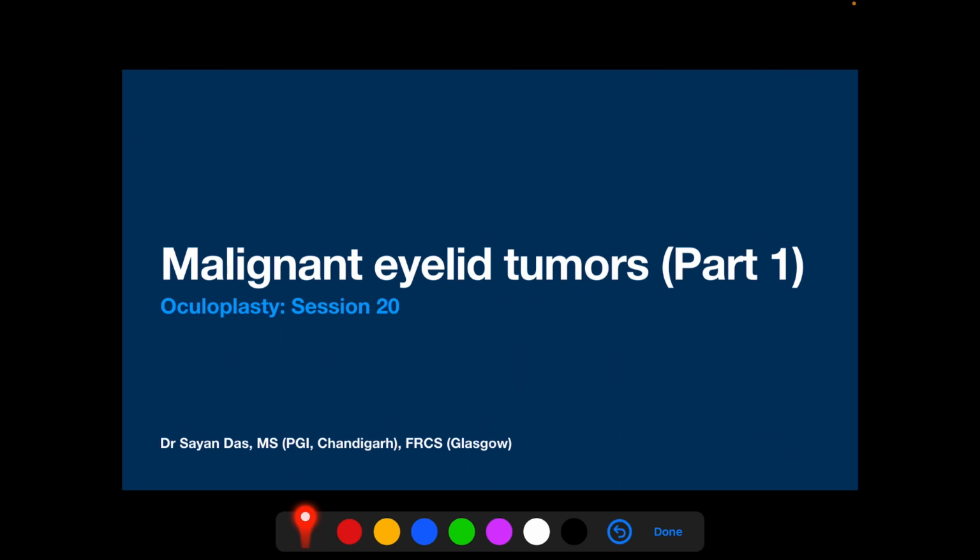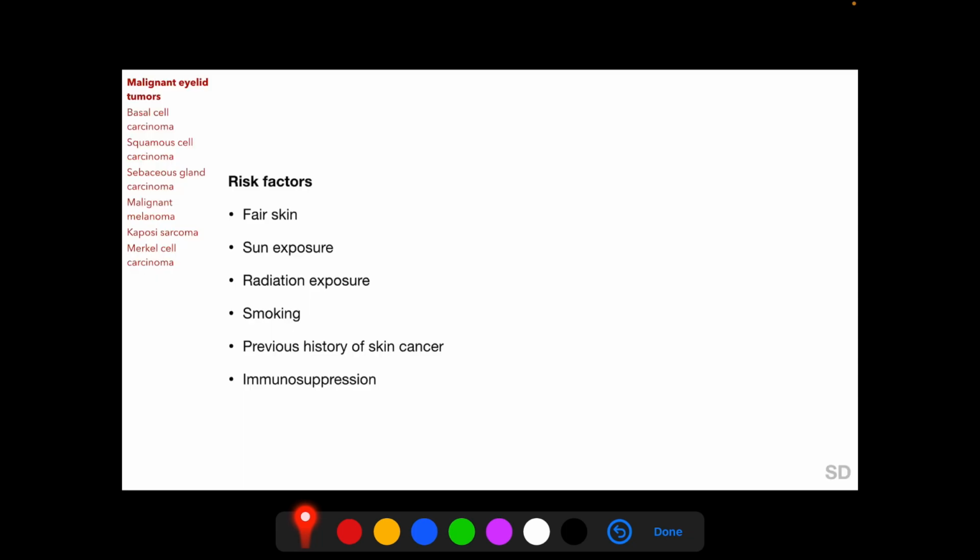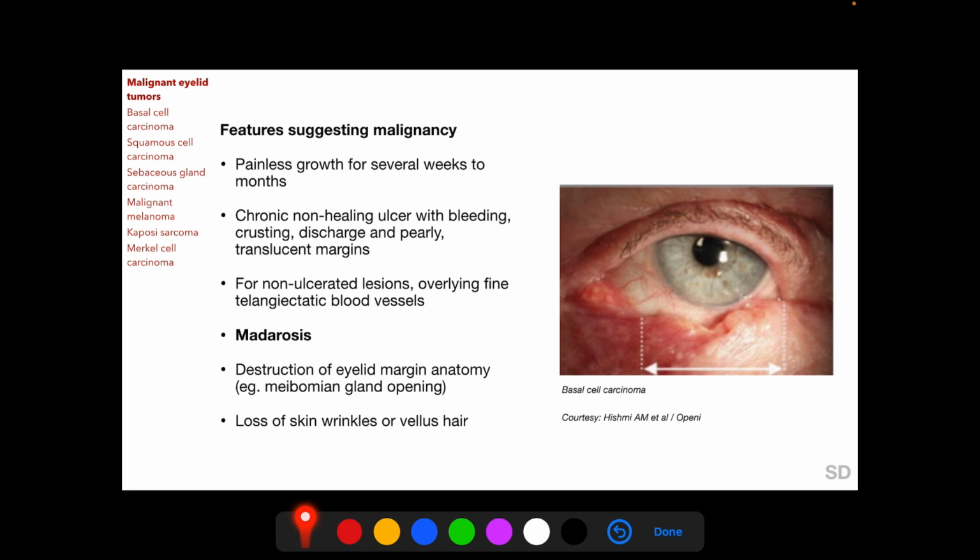Now, malignant eyelid tumors in general have certain common risk factors such as fair skin, sun exposure, exposure to ionizing radiations, smoking, previous history of skin cancer, and immunosuppression. There are certain features which suggest that the lesion might be malignant, and these features include painless growth for several weeks to months, a chronic non-healing ulcer with bleeding, crusting, and discharge with a pearly translucent margin. For non-ulcerated lesions, we will find overlying fine telangiectatic blood vessels.